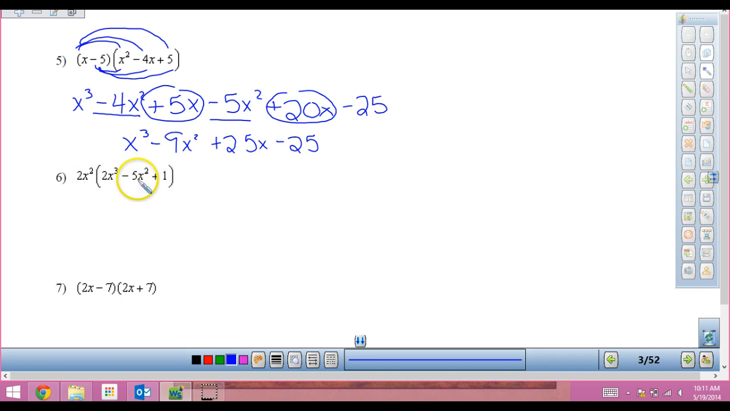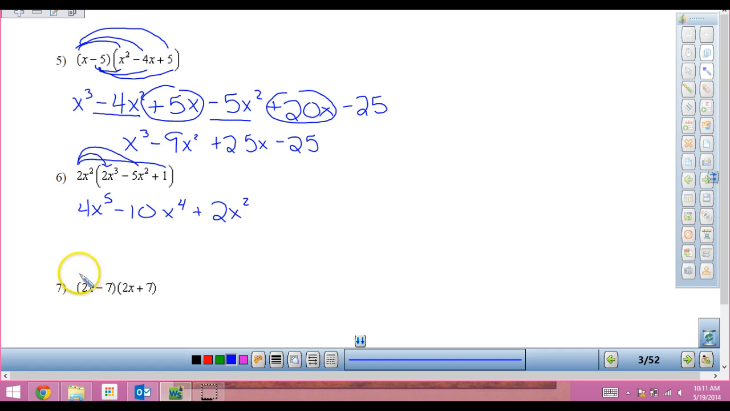Okay, then once we get here, we are going to distribute. So we've got 2x squared times 2x to the 3rd. We multiply our coefficients, so 4, add our exponents, so 4x to the 5th, minus, distribute here, so minus 10x to the 4th, and distribute one more time, plus 2x squared. Nothing to combine, nothing has like exponents, so we can't combine anything.